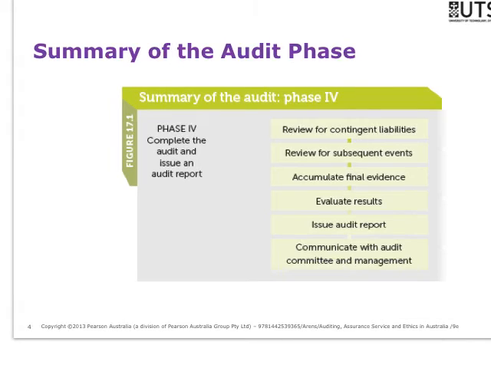So this is a summary of the audit phase. We start by reviewing for contingent liabilities. We then look for subsequent events that happen after the balance date end. We accumulate final evidence. We evaluate results. We issue the audit report that will have the opinion as to whether or not the financial statements are correct or not. And we want to communicate with the audit committee and management as to our findings on the audit. Okay, so that's going to be the basis of half of today's lecture.